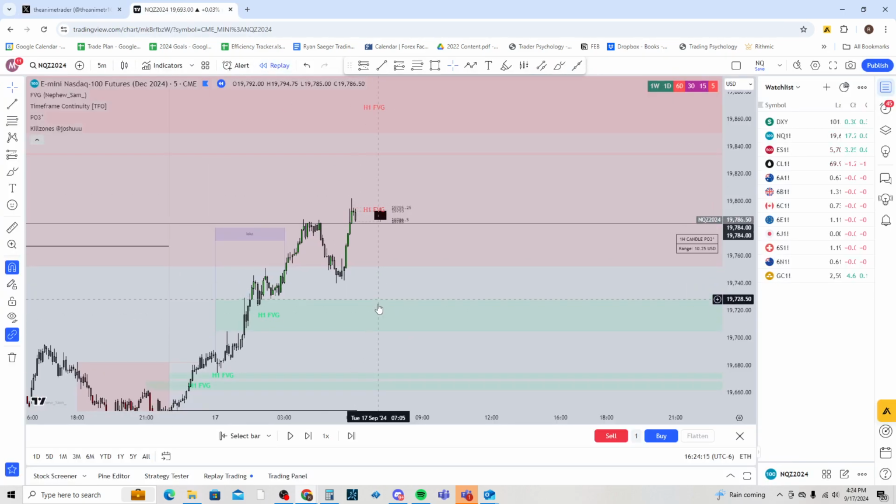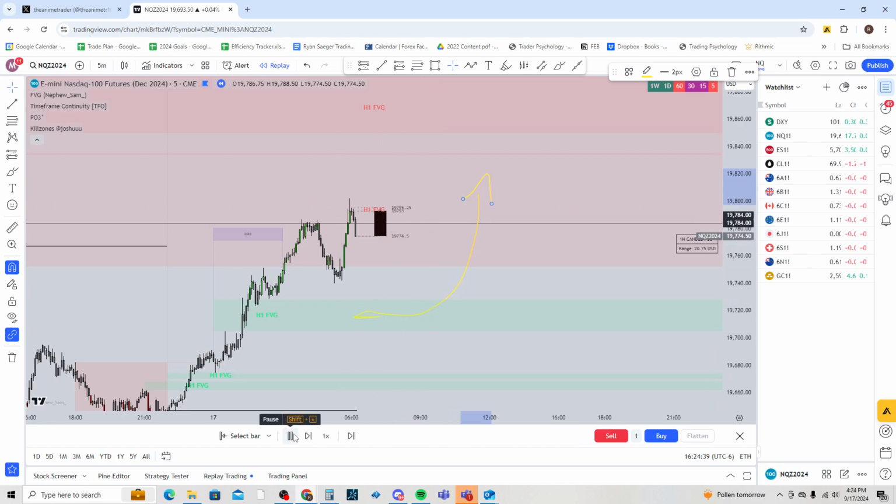Price dipped down into this overnight 1 hour fair value gap. So something I like to do is just draw this out and create a little playbook in my head. In case price does come down into this, we can look for reversals back to the upside with that same thing in mind: internal range liquidity, fair value gaps, to external range liquidity. So let's go ahead and speed this up a little bit.